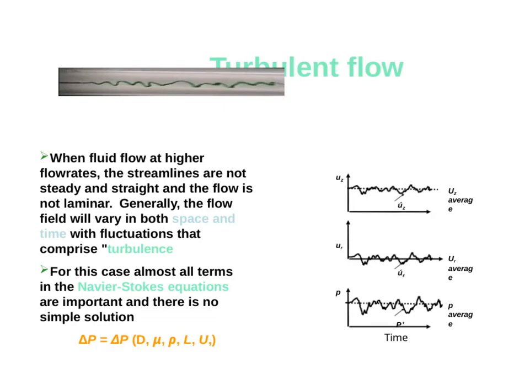When fluid flows faster, it stops moving in smooth, steady lines. Instead, the flow becomes chaotic and unpredictable, what we call turbulence. In this state, the flow changes over both space and time, with constant fluctuations. Because of this complexity, every term in the Navier-Stokes equations matters, making it impossible to find a simple solution. The pressure difference depends on many factors: diameter, viscosity, density, length, and velocity, all interacting in a complex way.